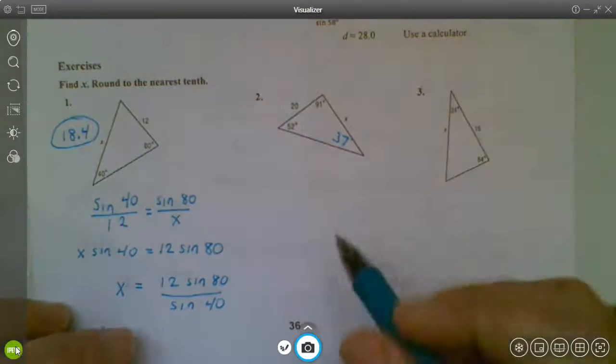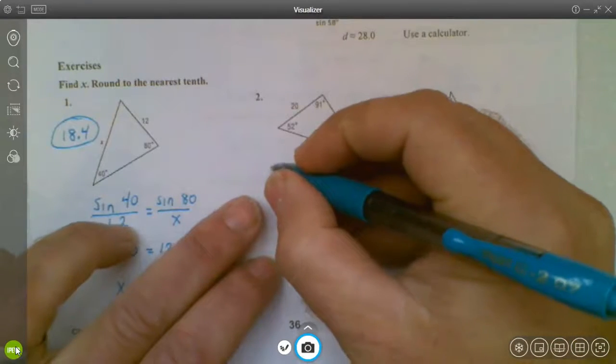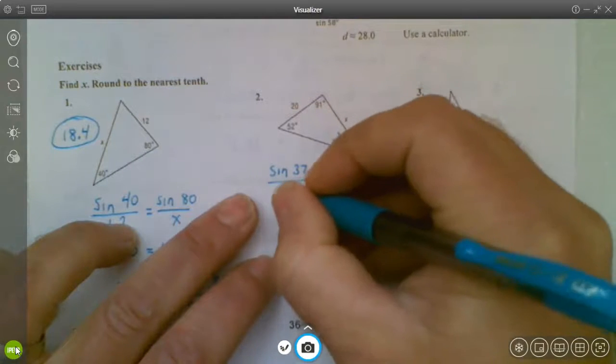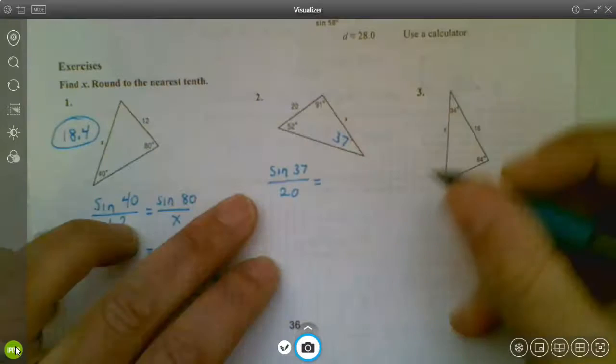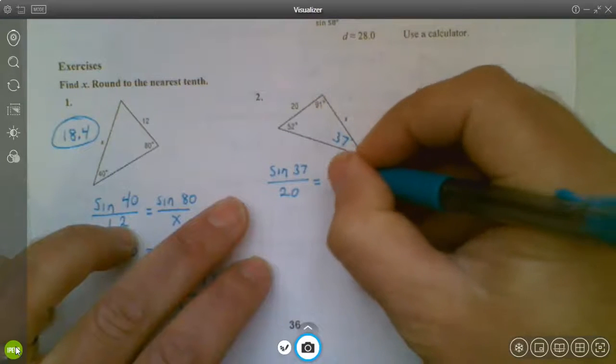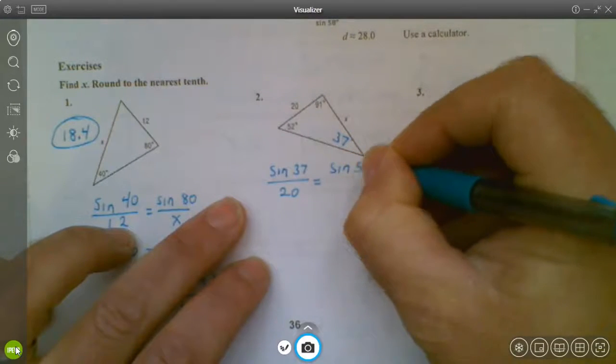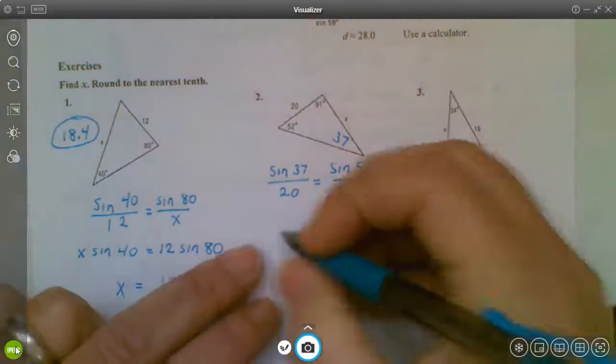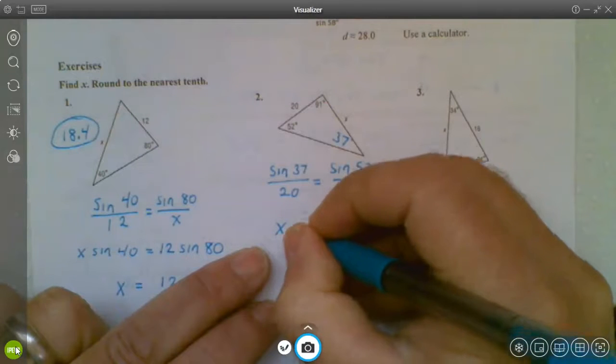All right, so let's set up our complete ratio. I have sine 37 is across from the 20. And I got sine 52 is across from x. So there's our setup. Let's do a little cross multiplying. So x sine 37.